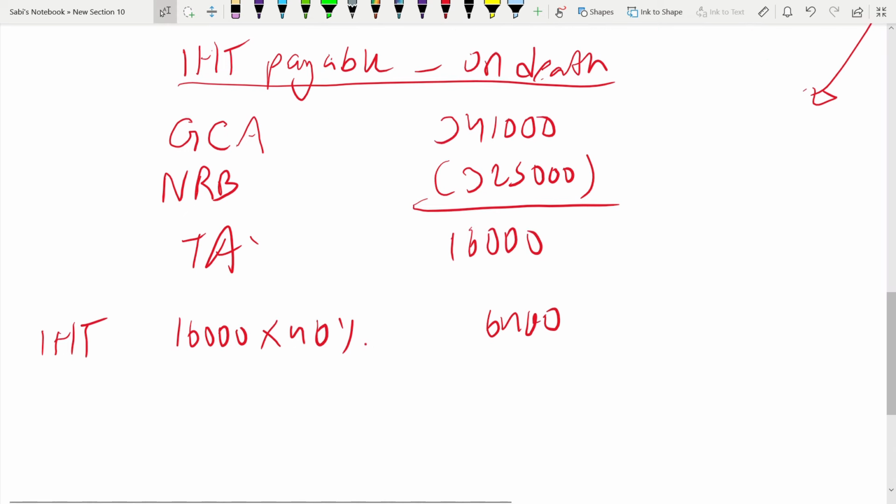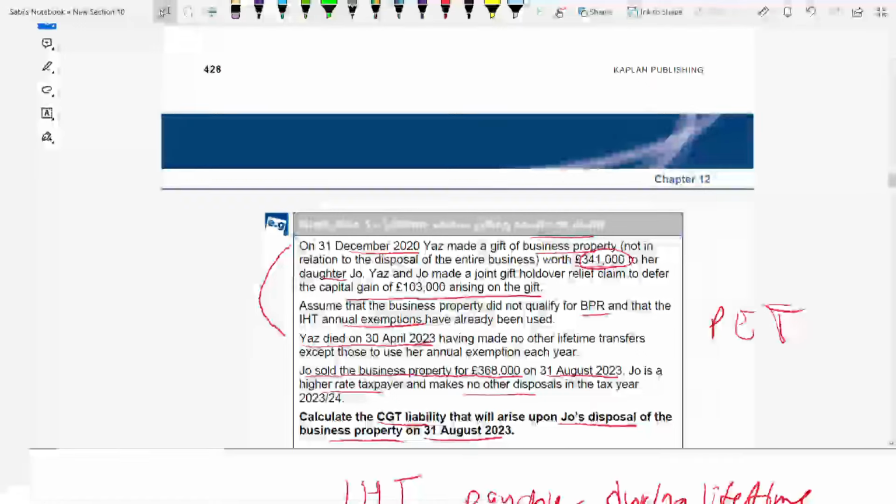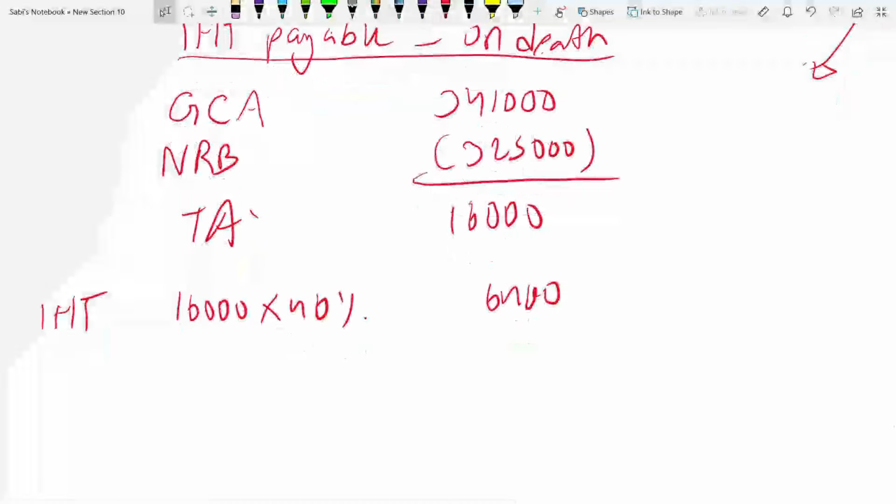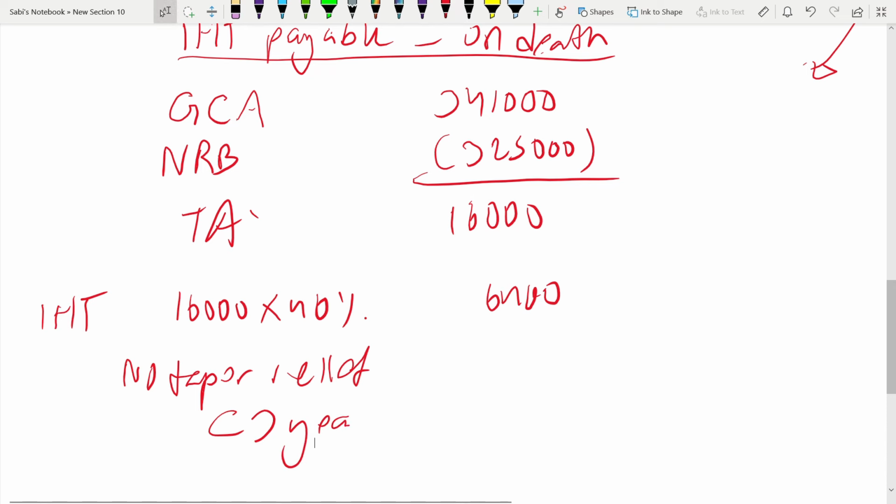But you might get taper relief if you survive more than 3 years but less than 7 years. From 3 to 7 years you will get the taper relief. If you survive less than 3 years, no taper relief. So we'll see whether taper relief is there or not. He is giving the gift on 31st December 20, dying on 30th April 2023. Did not complete 3 years. It's less than 3 years, so no taper relief. You can write the 0. Taper relief will be 0 in this case.